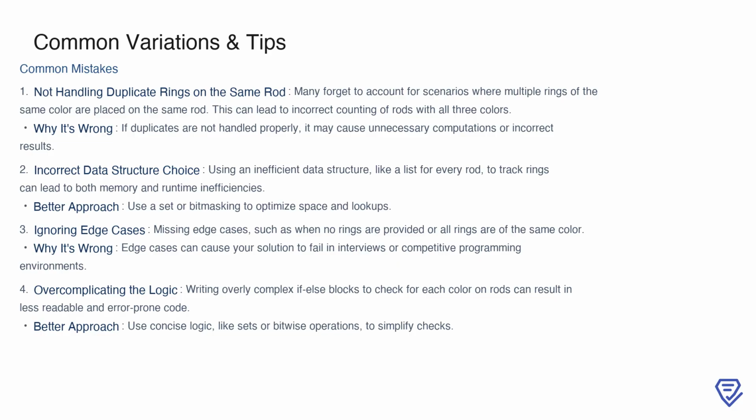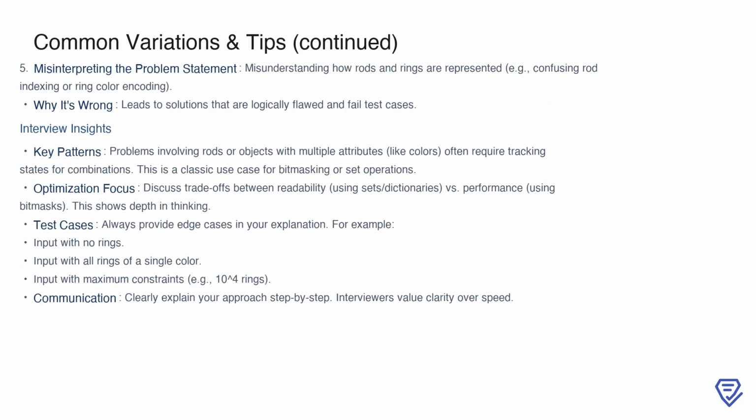Finally, overcomplicating your logic with excessive if-else statements can make your code harder to maintain and more prone to errors. Using more concise approaches, such as sets or bitwise operations, can keep your solution clean and efficient. Another common pitfall is misinterpreting the problem statement itself. For example, confusing rod indexing or how ring colors are encoded can lead to a flawed solution that doesn't pass basic test cases. To avoid this, take time to thoroughly understand the input format and constraints.